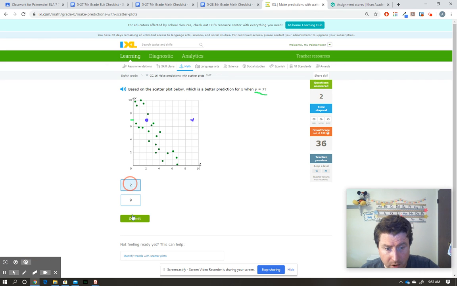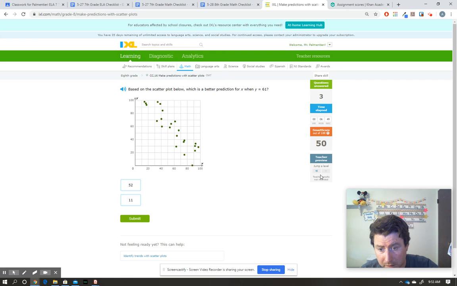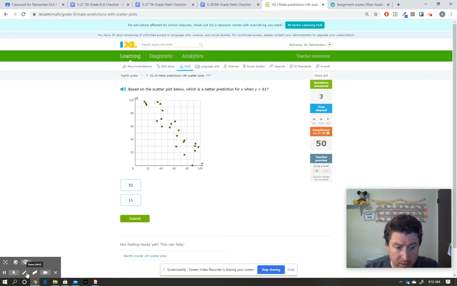Okay? Now I'm going to jump a level for you. And actually, you can't even jump a level. So I'll do one more and then I'll sign off. This one says, based on the scatter plot below, which is a better prediction for x when y equals 61. All right, so again, we ask ourselves, is it the x or the y? This is the y. So I know it's going to be up and down, and I'm looking for 61, which is probably going to be about right here.